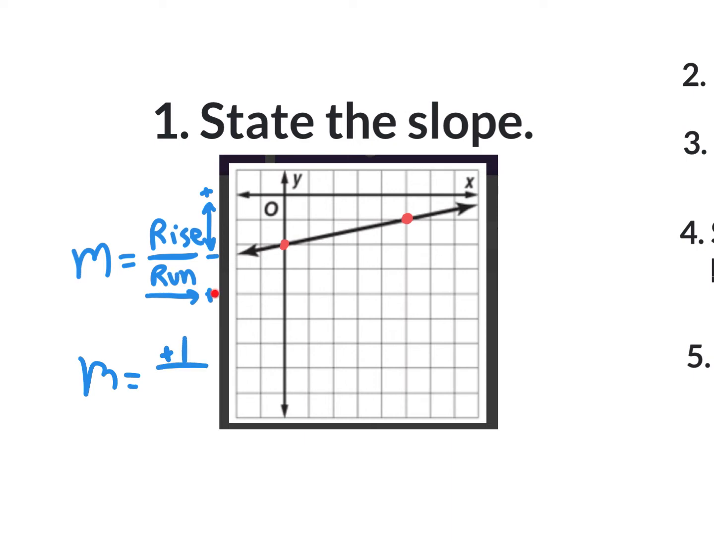The run is always positive as well. You always look at it from left to right. How many units do you run? You run 1, 2, 3, 4, 5. So the slope is 1/5. Be careful if this is a multiple choice option. You might have different slopes like 1/5 or 1/4, so be very careful with that. Make sure you count carefully. Click on the picture to make the picture bigger so you can see it better and count it better. Let's move on to number 2.